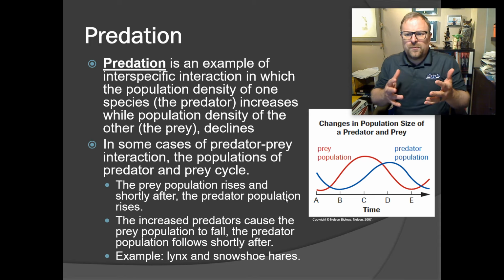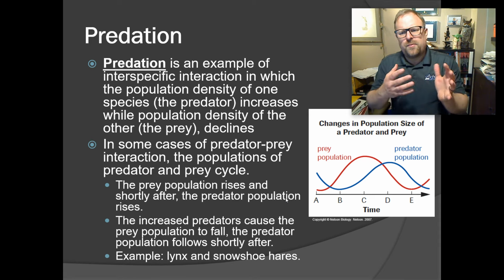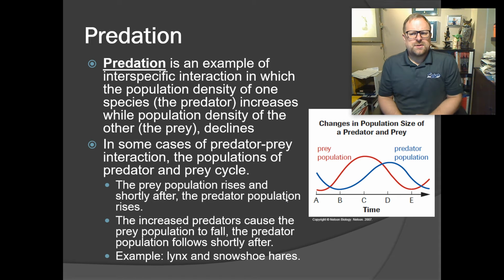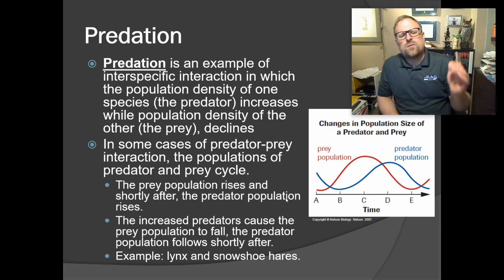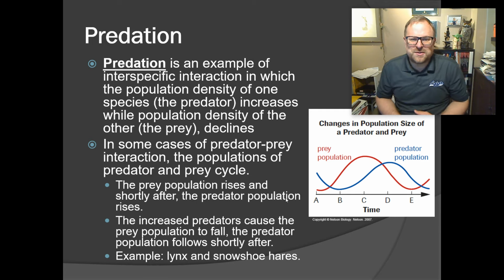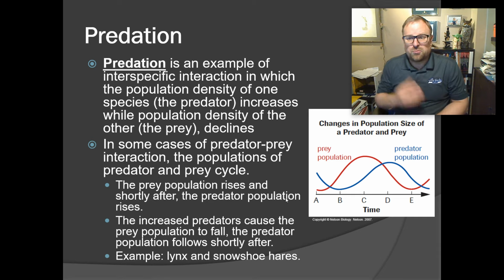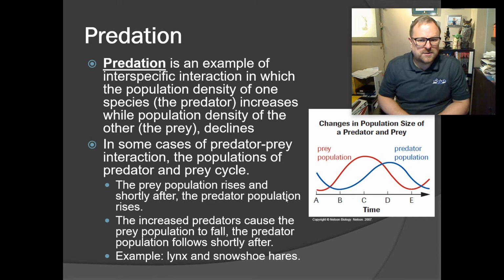Now, I want to be clear here that this next thing we're moving into is a little bit different, and we'll get into the differences in a second. What we're going to talk about next is predation, and predation is an example of an interspecific interaction, an interaction between two different species in which the population density of one species increases while the population density of another decreases. The population density of the one that increases is the predator population, and the one that follows that is the prey population.